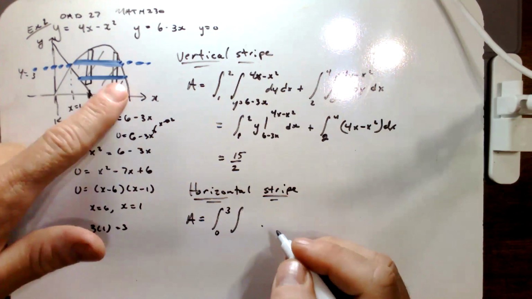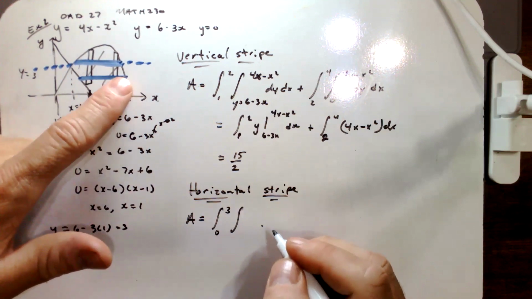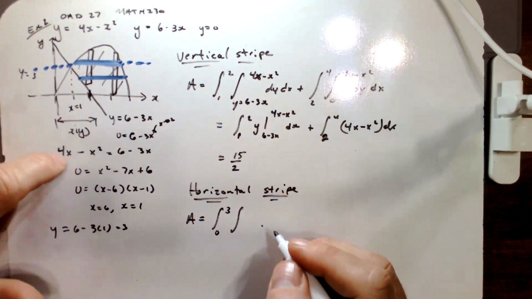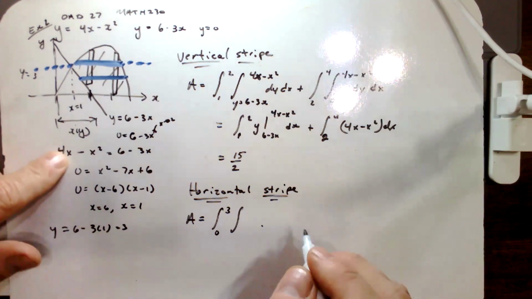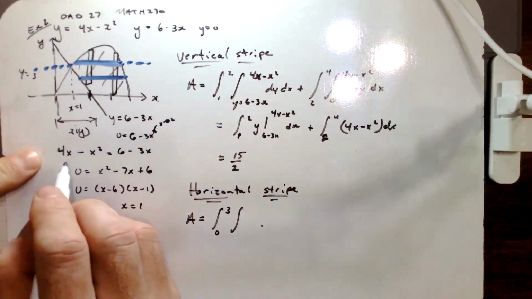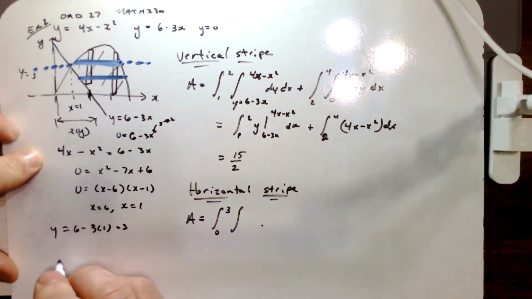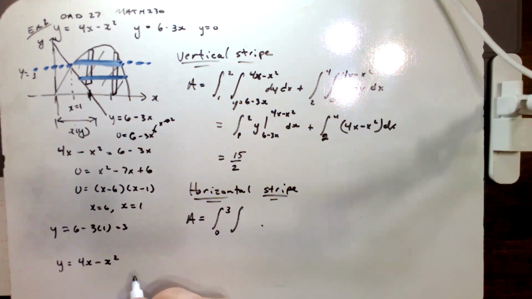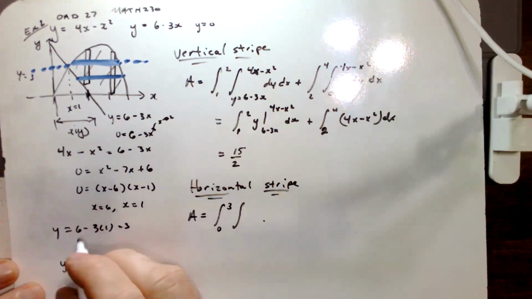And now at this point, what is the upper function? Well, the upper function is that quadratic. But remember, this is solved in terms of x. We need to solve this for y. And so to do that, we have y is equal to 4x minus x squared. To solve that for y, you can do a couple of things. Completing the square might be one method. We can go about doing that.